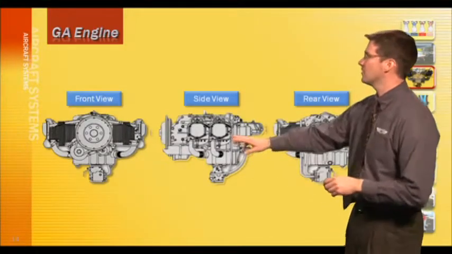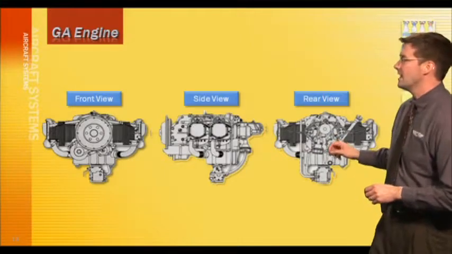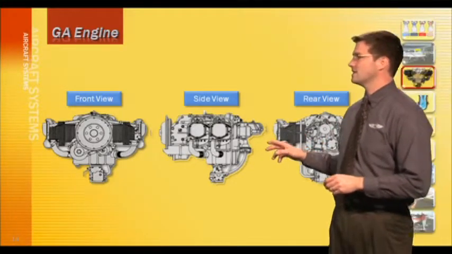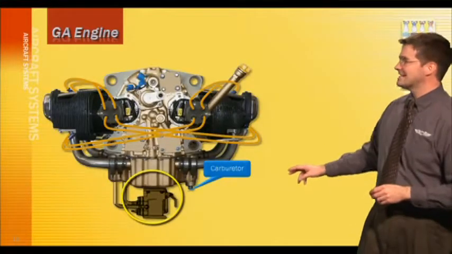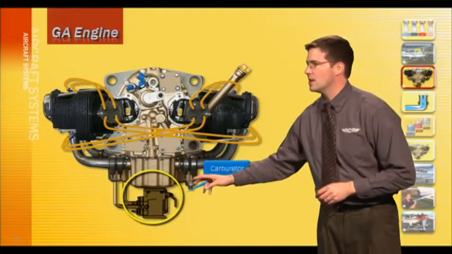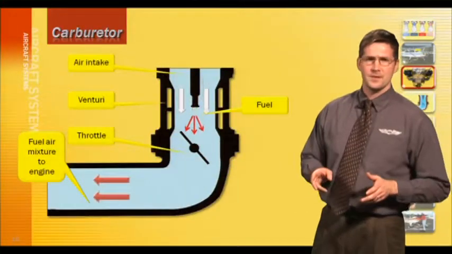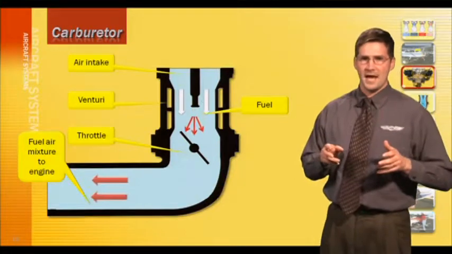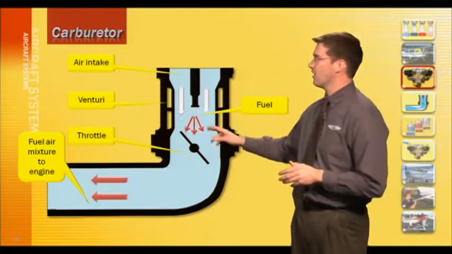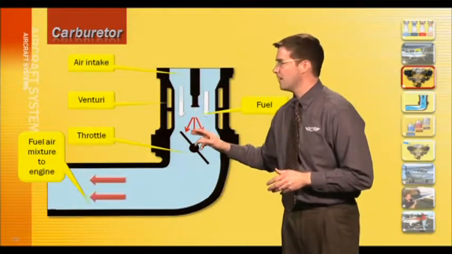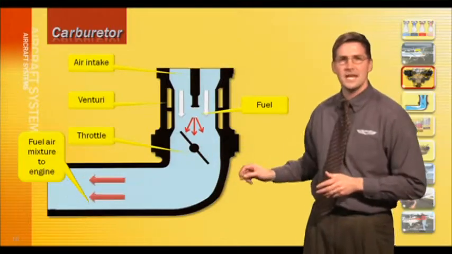Here are some views of a typical engine you'll see in a general aviation aircraft. At the engine bottom is the carburetor. Looking inside the carburetor, notice the unusual carburetor components: the air intake, the fuel supply entering the carburetor, and the throttle valve. From this point, the air-fuel mixture travels to the engine.